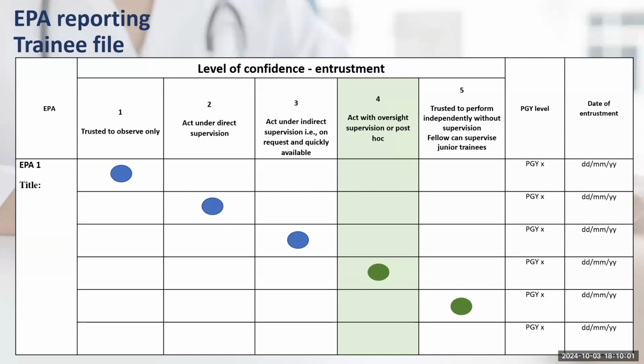The second level would be act under direct supervision. I'm here, I'm watching you, you are doing, and my hands are near your hands. If it's needed, I will take over. So it's a very close supervision. I'm here to take over. Don't you worry, I'm here. So the patient is not at risk.